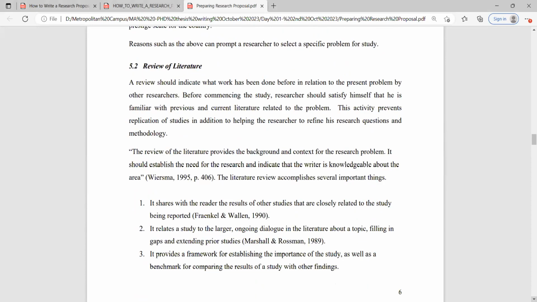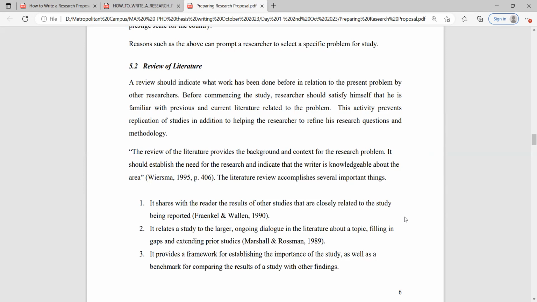Then this is the most important thing, the review of literature. That is also really needed. A review should indicate what work has been done before in relation to the present problem by other researchers. After you select your topic, you have to identify what documents you can get from other researchers related to this topic, so that you gather all the information.